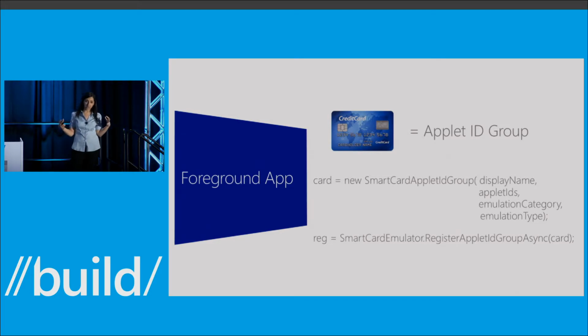After you construct your applet ID group, your application will register it with the system using the applet ID group async registration and get a registration object. And using the request activation policy method, it will call to enable so that your application will start receiving the traffic. It's at this point that the user might be prompted.